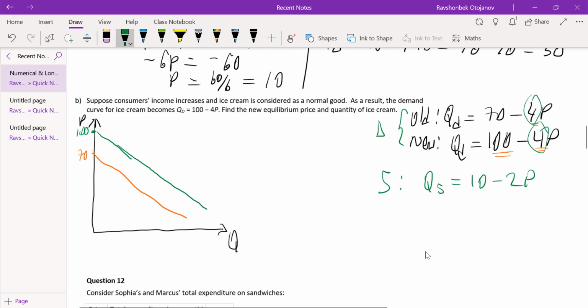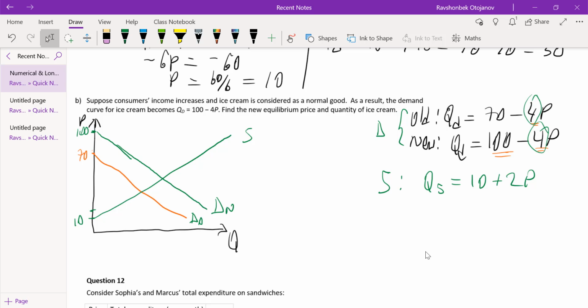Plus, sorry, why did I put minus? Minus is usually for demand, yeah. So the reason for plus is that it's upward sloping, isn't it? So let's say this is 10 here. So the supply curve is always upward sloping. So sloping upwards, supply curve, demand new and demand old.